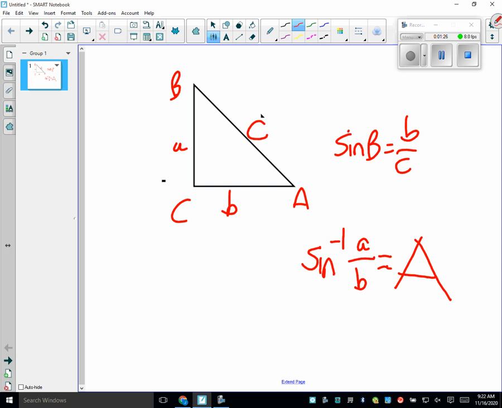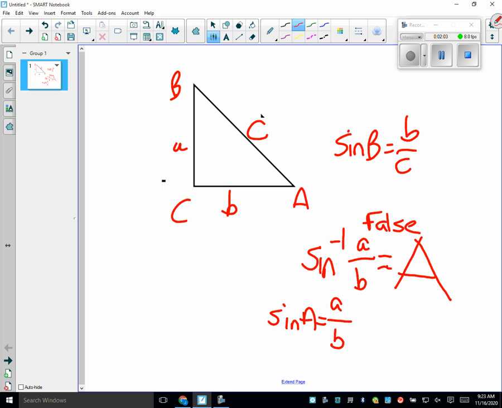Okay. Is this true? Yeah. What does sine -1 mean? Inverse. What this actually means is it's the same thing as the sine of A equals A over B. But the sine of A doesn't equal A. So I ask, is it true or false? False. You're right. So it is false.